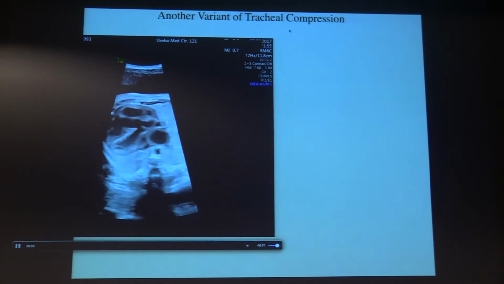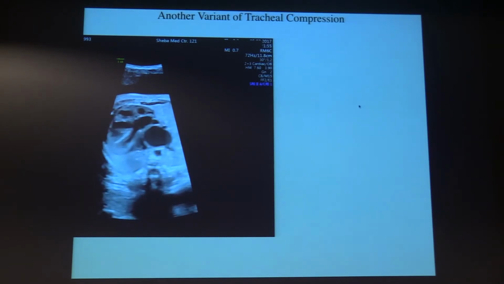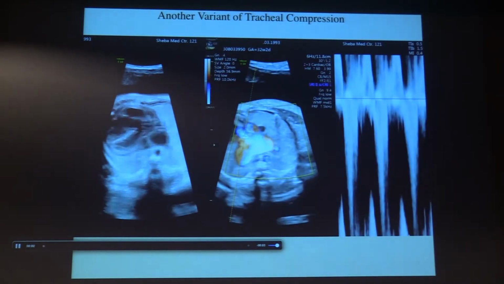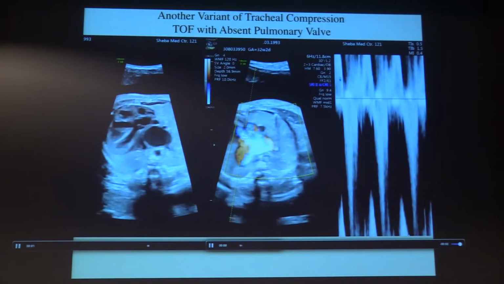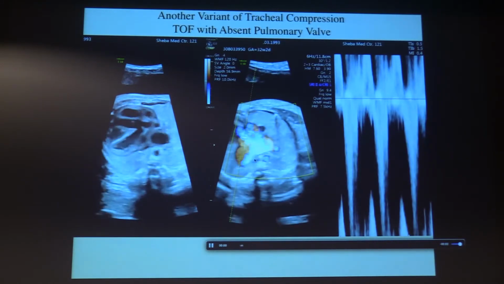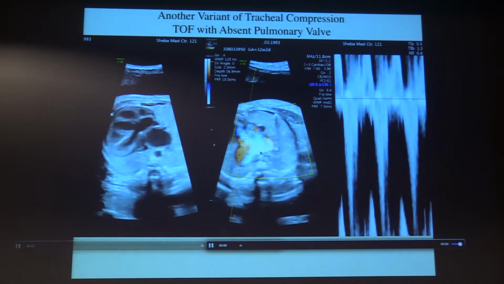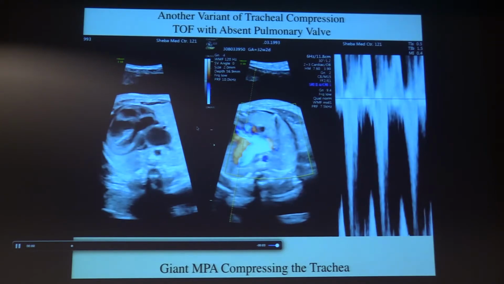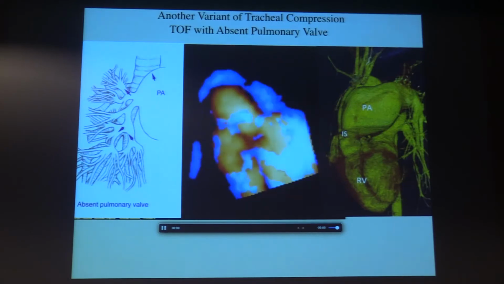Another variant of tracheal compression that was not included in this group, but it's very interesting to show, is what we can see here. This is the Tetralogy of Fallot with absent pulmonary valve. When we have an absence of pulmonary valve, as you can see here by the Doppler, the giant MPA, main pulmonary artery, is crossing the trachea and is pressing on the trachea.